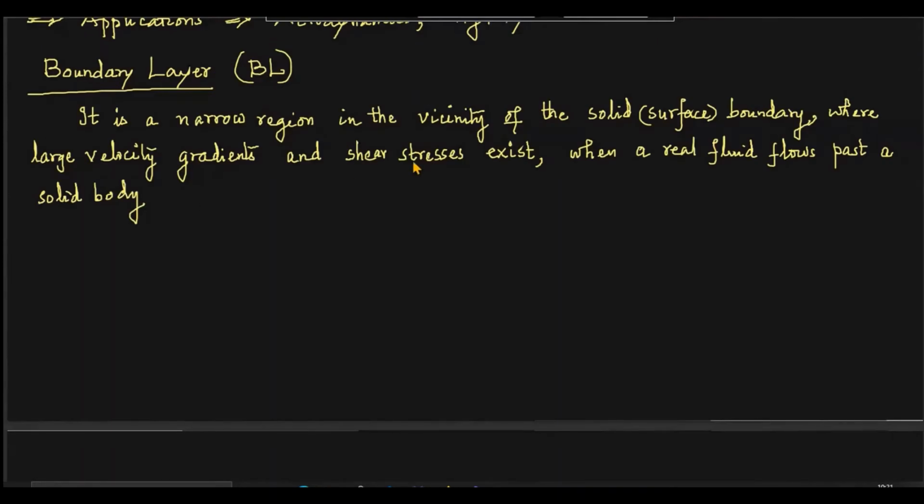So then that narrow region formed in the vicinity of the solid surface where the velocity gradients are large and the shear stresses are dominant, that region is known as boundary layer. And now what about BL theory? It is in fact the theory concerned with all these.